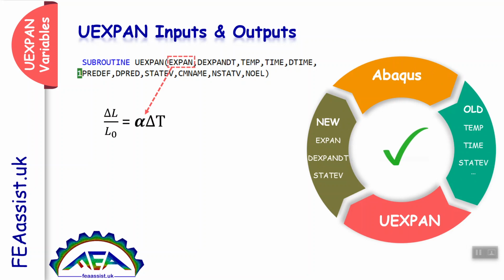Actually, delta L per L0, which is the normalized length increase, equals the thermal expansion coefficient multiplied by delta T, which is the temperature increase. This alpha should be defined in this subroutine.